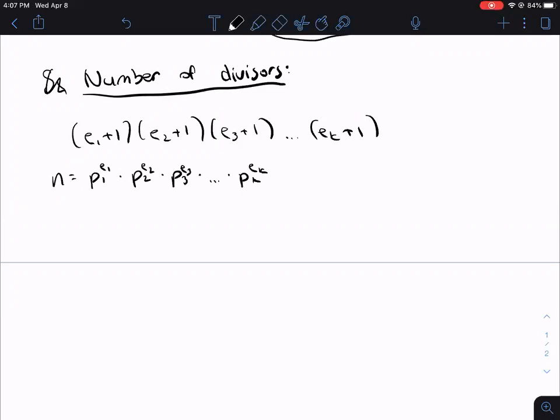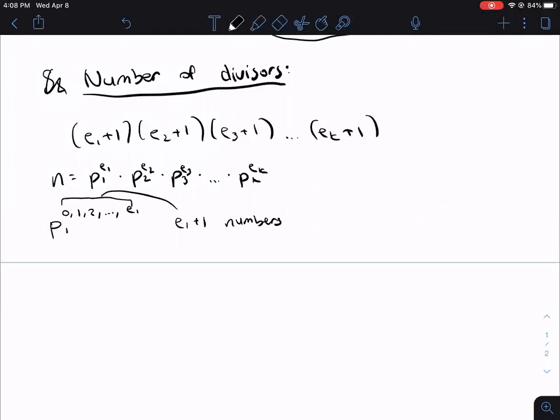So since we have this, let's consider choosing the exponent for each prime. For example, let's choose the exponent for p1. It can be raised to the power of 0, 1, 2, all the way to e1. And there are e1 plus 1 numbers. Does that part make sense? Yeah. So Ryan is explaining it in the chat. So we have this many ways to choose the exponent for p1.